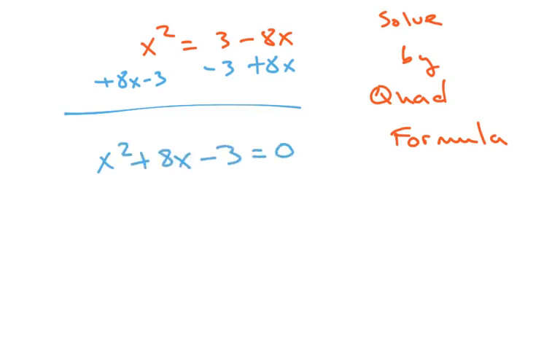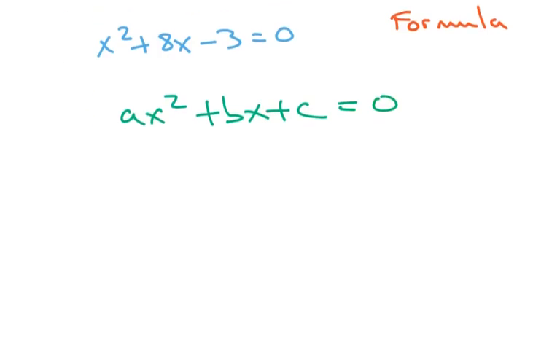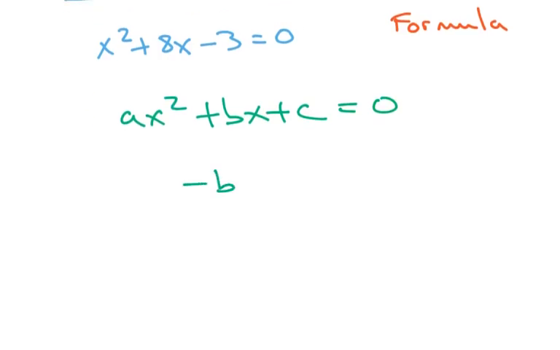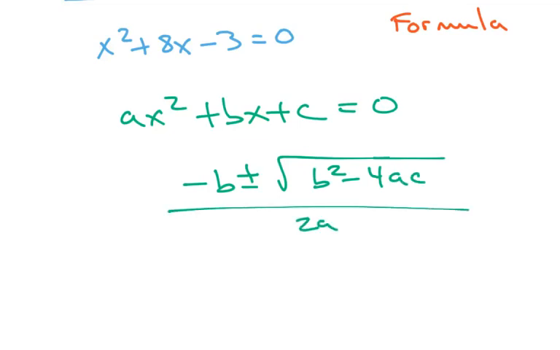So recall, the quadratic formula says if you can get it in the format of ax squared plus bx plus c equals 0, then all you have to do is apply negative b plus or minus the square root of b squared minus 4ac, all over 2a to the problem, and you'll get your answer. So that's a fancy way of me saying that we know a is 1 here, b is 8, c is negative 3. Pay attention to the sign, it's negative 3, right?